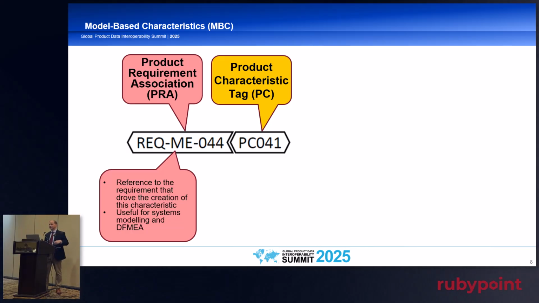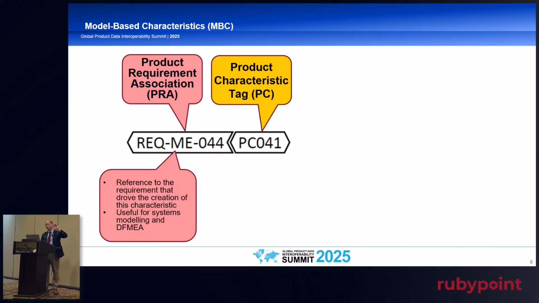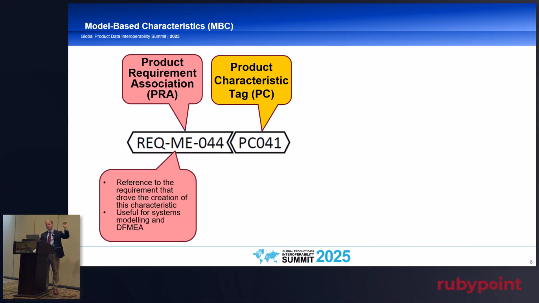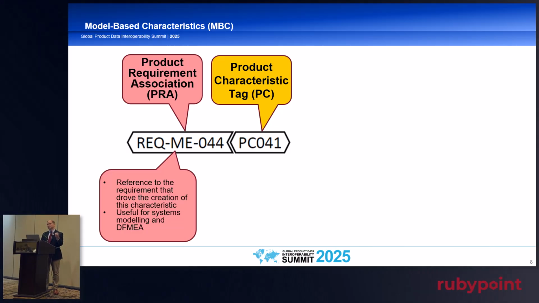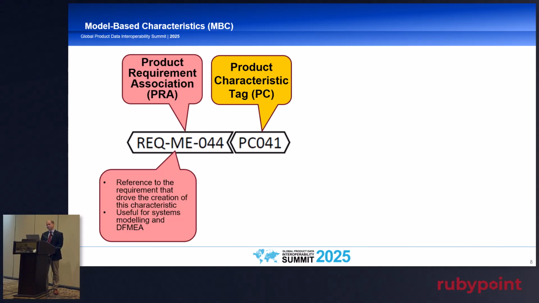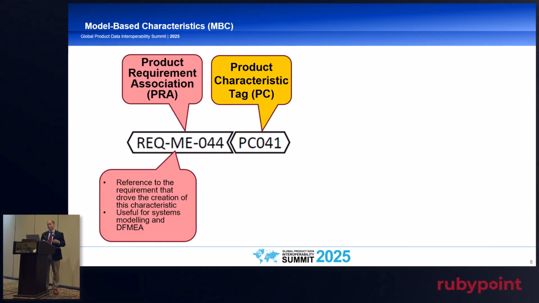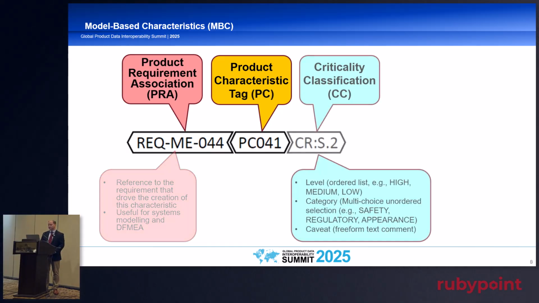Another piece of metadata that can be placed next to it is the product requirement association. This would be a reference back to a requirement. It might be in a systems model, or something that specifies a functional requirement, or maybe a pointer back to a risk, like a design failure mode or design risk that the tolerance is intended to mitigate. Whatever the source or reason for that annotation, it could be referenced here. In this example, it's REQ-ME-044, the ID of some requirement that's driving this particular characteristic.